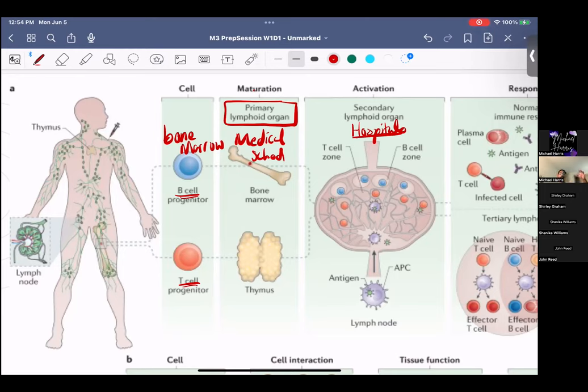This is now where you get exposed. This is now when you get activated by various antigens. Okay? I want to say, yeah, that's part of your clinical stuff, right? You start going to the hospitals in Med 3. Okay, perfect. So this is where you now get activated. So if I was to ask you, where do you get activated? Bone marrow and thymus should never be your answer. Because bone marrow and thymus is where they mature.